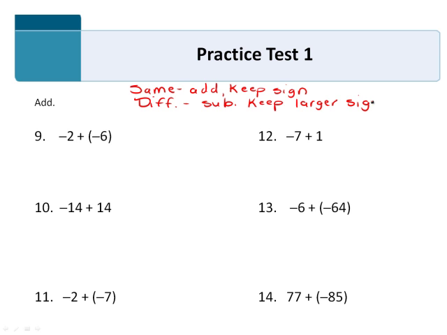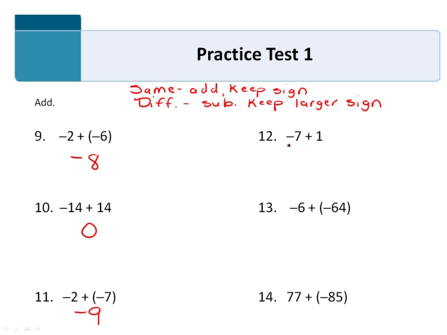Okay? So look at number 9. Negative 2 plus negative 6. Those signs are the same, so we're going to add and keep the sign. That would be negative 8. Number 10. Negative 14 plus 14. They're different, so we subtract, and you just get 0. Number 11, negative 2 plus negative 7. Signs are the same, so we add and keep the sign, which gives you negative 9.